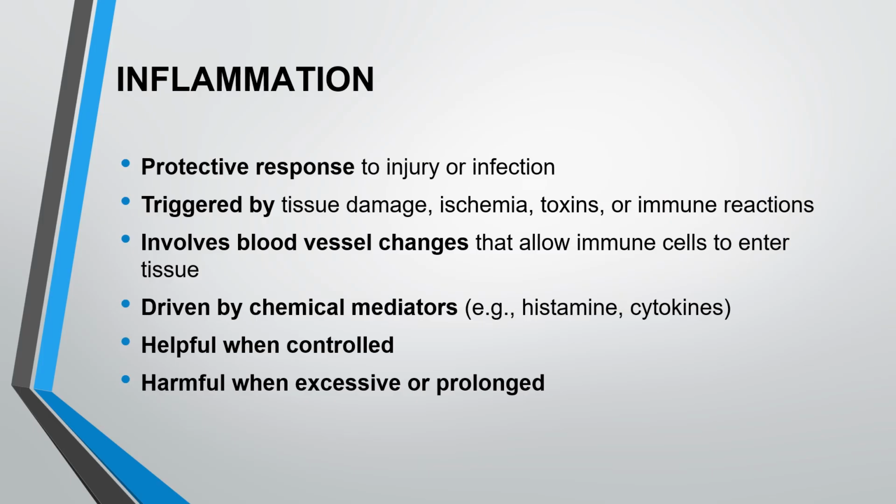And now we pivot, because necrosis and injury naturally lead us into inflammation. Inflammation is a protective response. Its job is to eliminate the cause of injury, remove damaged tissue, and start the repair process. It can be triggered by a lot of things: tissue damage, ischemia, toxins, or immune reactions. The key player here is the blood vessel. Vessels change in ways that allow immune cells to leave circulation and enter the tissue.